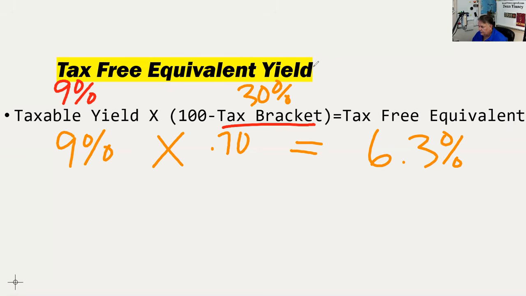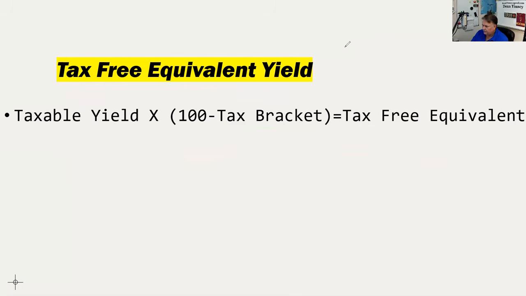Now, the other thing you're going to have to do is go the other direction on this. And again, this is math you can't be fumbling around with: compare the muni to the corporate bond. So another thing I'm going to have to do here is go the other direction.